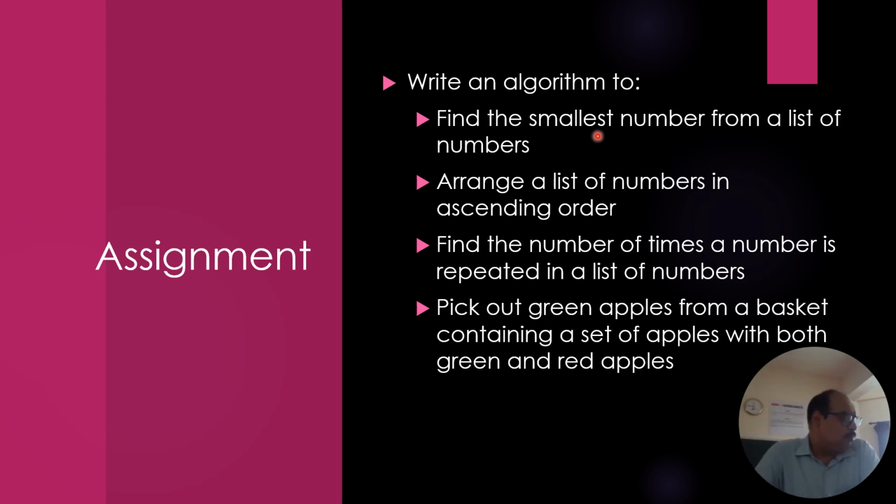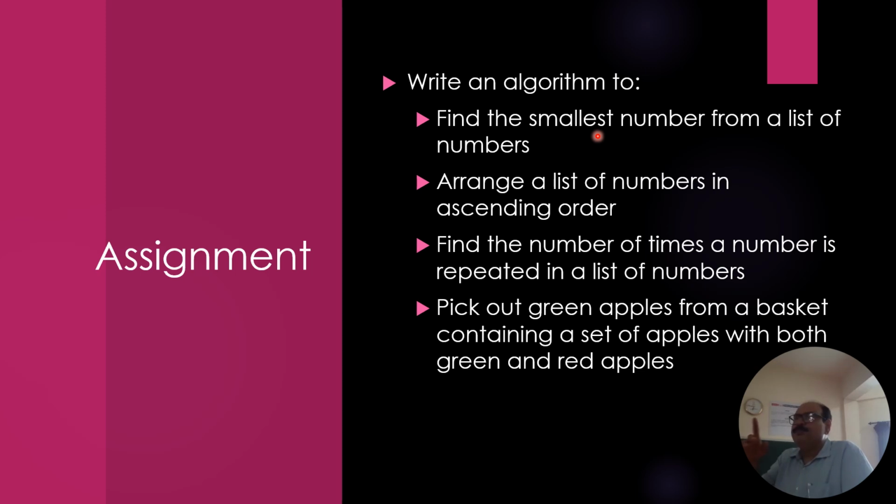Third one, find the frequency of a number. You might have done it in statistics and so on. You have a list. You have 10 repeating 2 times. So if the list contains 10 two times and if the number is 10, you should tell that 10 repeats 2 times. You need to write the algorithm for that.